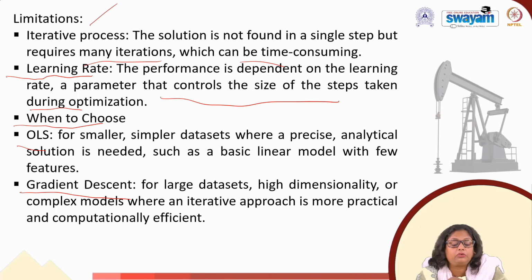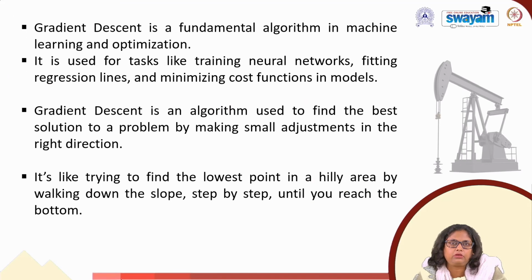So when do we choose OLS and when gradient descent? We are clear. OLS is applicable for smaller data sets, when we have a linear relationship with few features. When we do not have a linear relationship between the features, and our data set is very large and has high dimensionality, we require to opt for gradient descent. So this is in a nutshell what we have.